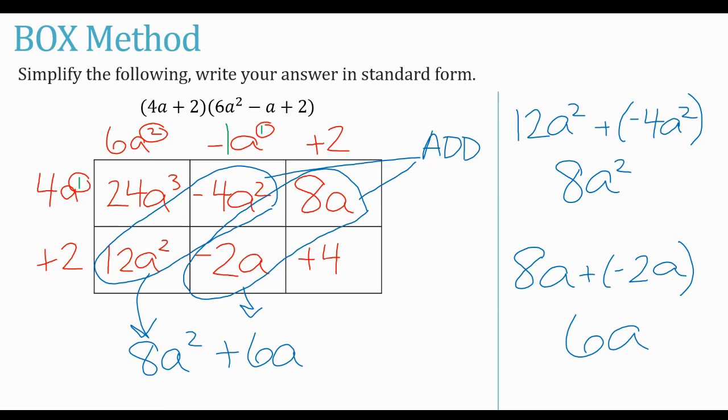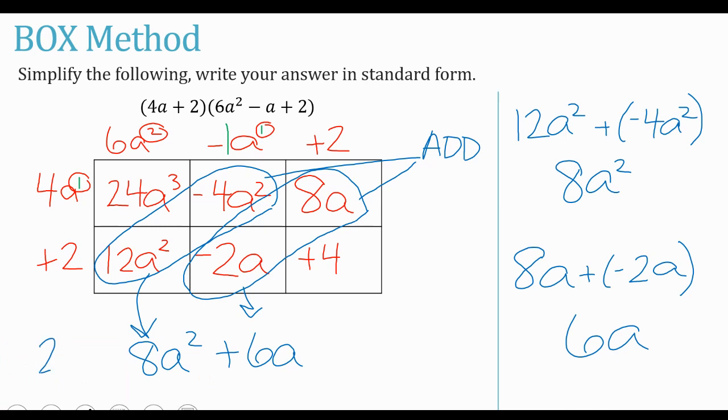Now when we go back to our box over here, we see that this 24a to the third didn't have any like terms because nothing else had an a to the third. And then this plus 4 didn't have any like terms because that's the only constant. It's the only one that doesn't have a variable. So I'm going to just bring those down and put them on the side.